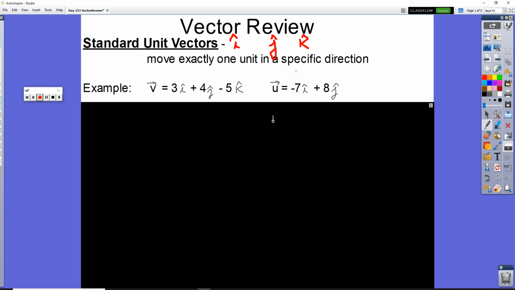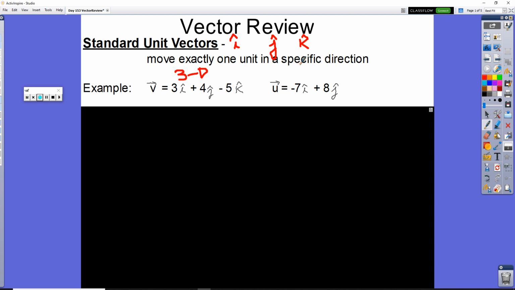When we want to create vectors that go more than 1 unit in a particular direction, you just put a coefficient in front of each one of these. Vector v is an example of a three-dimensional vector because it's traveling in 3 different directions: 3 units in the i direction, 4 units in the j direction, and -5 units in the k direction. Whereas vector u is actually only a 2-dimensional vector because it's only traveling in 2 directions: -7 in the i direction and +8 in the j direction.